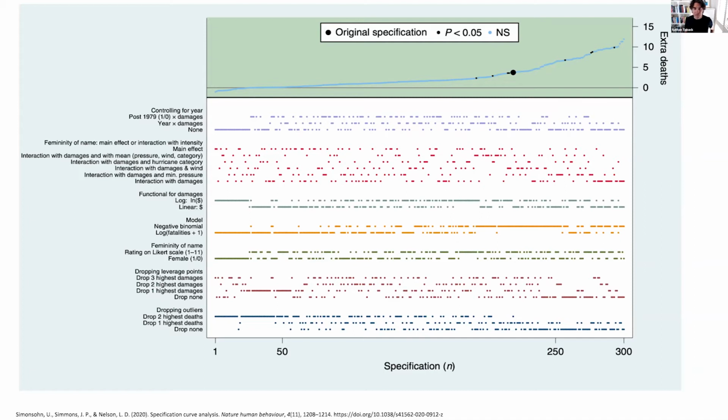So assuming that all of these specifications are equally plausible, what can we conclude? What they concluded, again, was that death rates from US hurricanes show that feminine-named hurricanes cause significantly more deaths than do masculine-named hurricanes. I don't think I have to explain that to this audience, but what you would conclude is that, assuming that all these things are equally plausible, the reported result is dependent on the particular specification of how the data was treated.